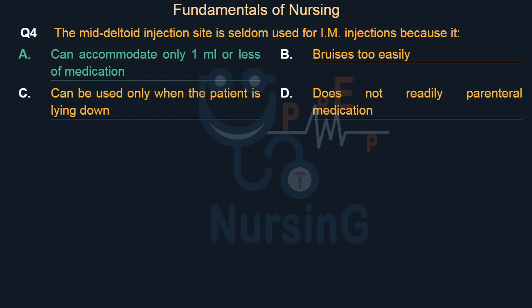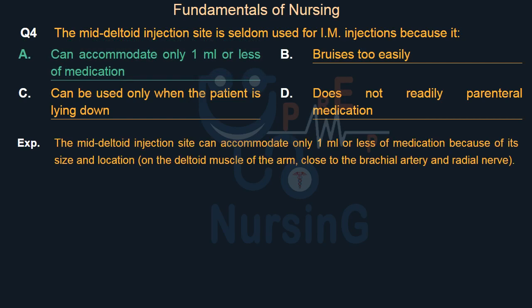Can accommodate only 1 milliliter or less of medication. The mid-deltoid injection site can accommodate only 1 milliliter or less of medication because of its size and location, on the deltoid muscle of the arm, close to the brachial artery and radial nerve.